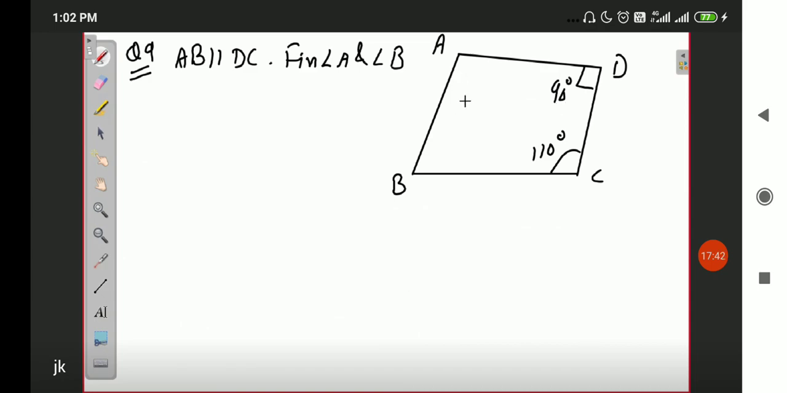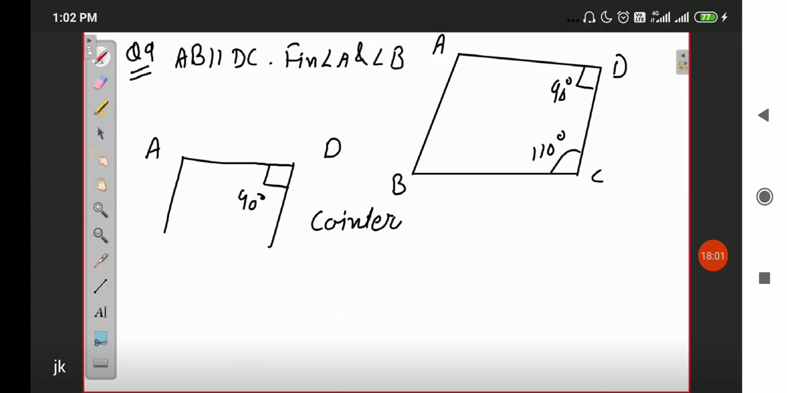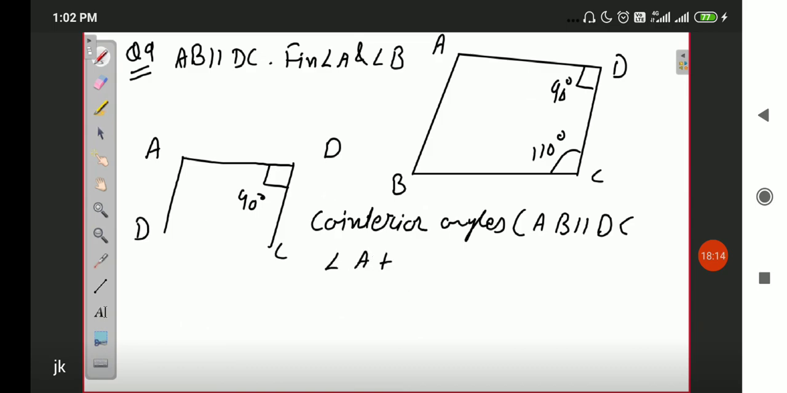So we are going to use again the co-interior angle property of lines. These two are parallel lines. This is point A, this is point D, and this is the transversal. This angle is given to you as 90 degree. You know that by co-interior angles, why are we applying co-interior angles? Because AB line and DC line are parallel to each other. This is point C, this is point D. So that means angle A plus angle D should be equal to 180 degree.